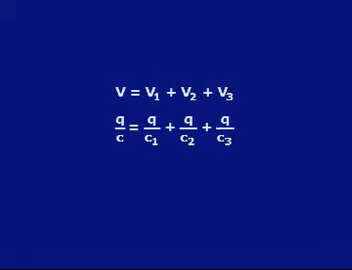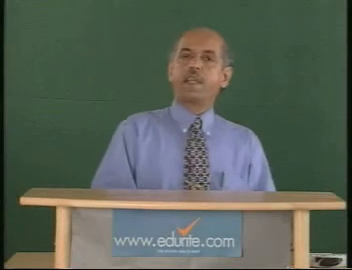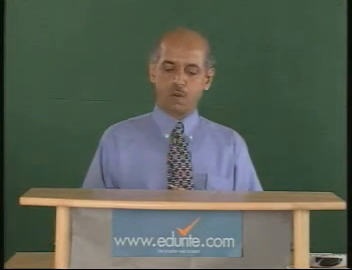That is, Q by C is equal to Q by C1 plus Q by C2 plus Q by C3, or 1 by C is equal to 1 by C1 plus 1 by C2 plus 1 by C3. That is, in the case of a series connection of capacitors, the reciprocal of the effective capacitance will be equal to the sum of the reciprocals of the individual capacitances.